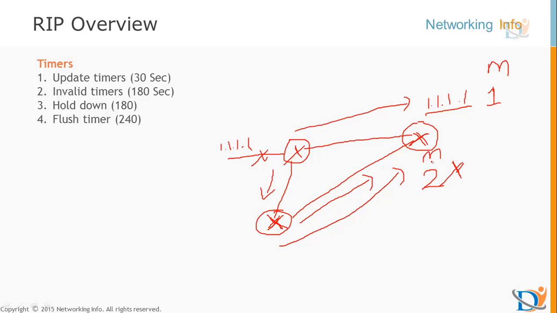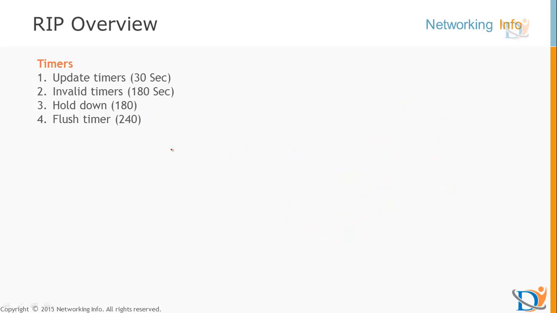So it will automatically ignore it, because the hold down timer says the metric value which we are learning from the neighbor must be lower than the current. So right now 2 is higher than the current, so it will ignore. Then the last is the flush timer, which is to remove this garbage and flush out all the entries which you did not learn till 240 seconds.